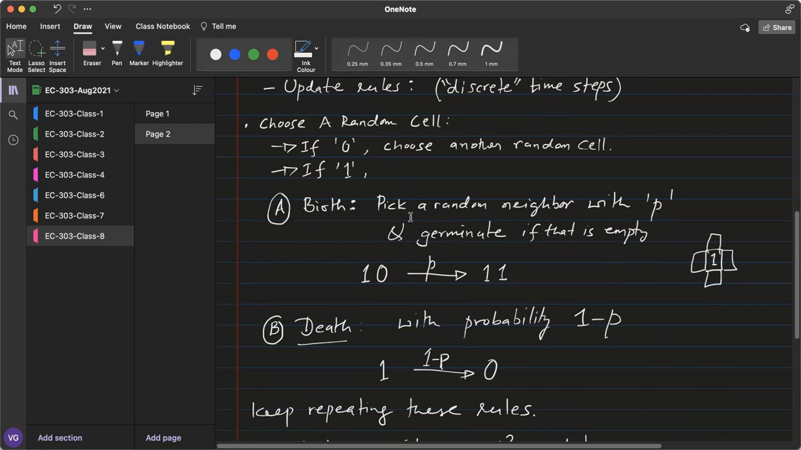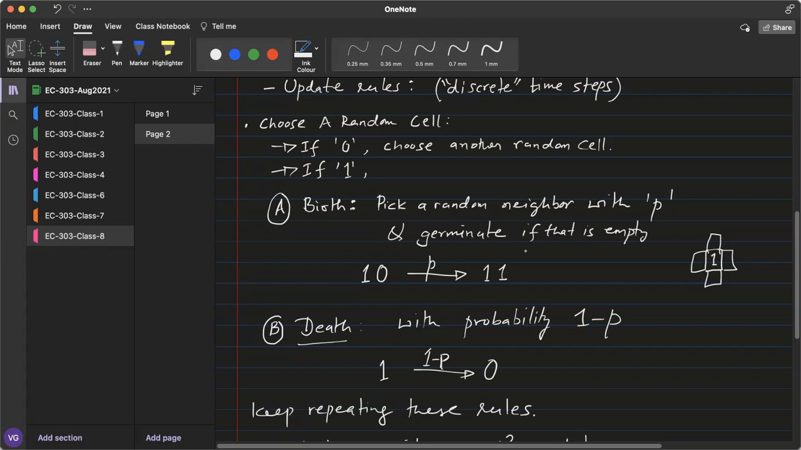Okay. So when I say this statement must be read carefully, maybe a better way of writing this is the following. Birth happens with a probability P. That's not actually true. Pick a random neighbor with probability P and germinate if it is empty. Now, if you don't pick a random neighbor, then you do this step. I think what I have written is fine, because probability P doesn't guarantee germination, because the neighbor you pick might already be occupied.